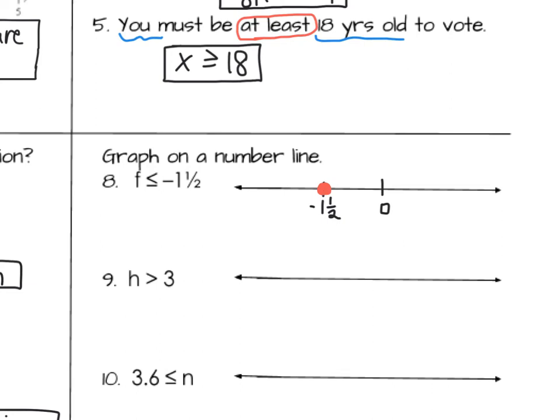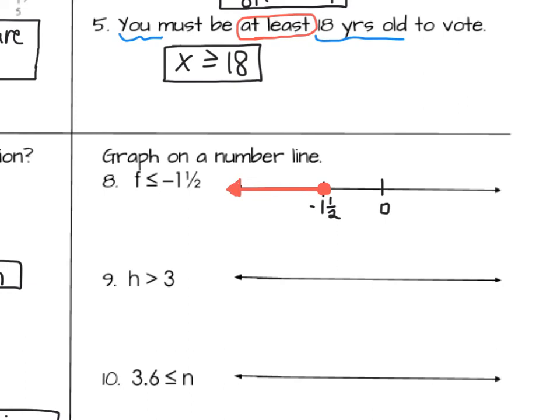And then f is less than or equal to negative 1.5, so we're going to shade to the left. Okay, it's all the numbers less than. So I just make the line thicker, and then I fill in the arrow, make it thicker too. So that's the graph for that one.